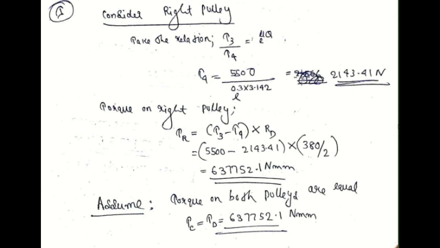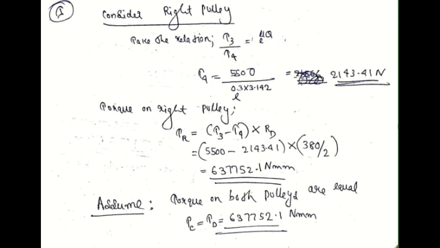Say if in the question a known value of the left pulley is given, you have to start with the left pulley. Here we are given the known value of the right pulley. That's the reason why I'm starting with the right pulley. So consider the right pulley. You see there's a relation: T3 by T4 is equal to e raised to mu theta. You can find this relation in the data book. That's the general relation we'll be using in the case of a pulley, the tension ratio. So you know the value of T3, and from that you can find T4.